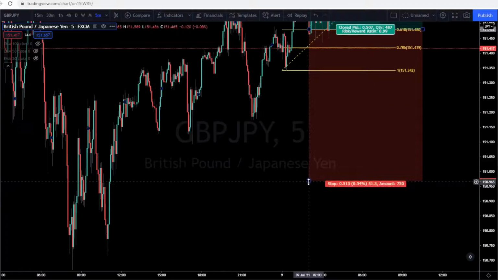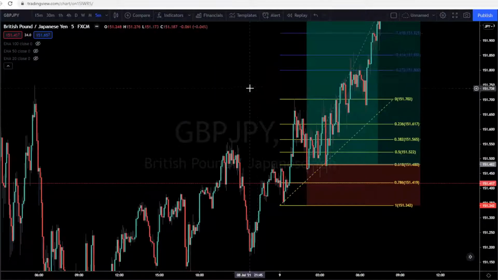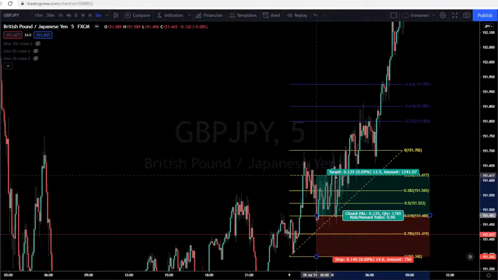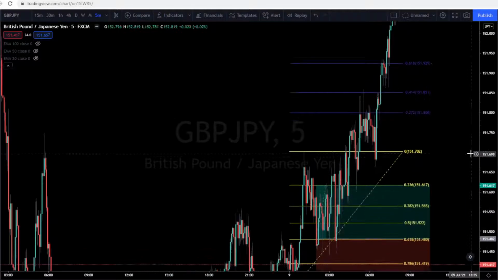You're placing your stop loss in the conservative case down at the full retracement, and your first take profit at the 236. Now, how much am I closing at the 236?